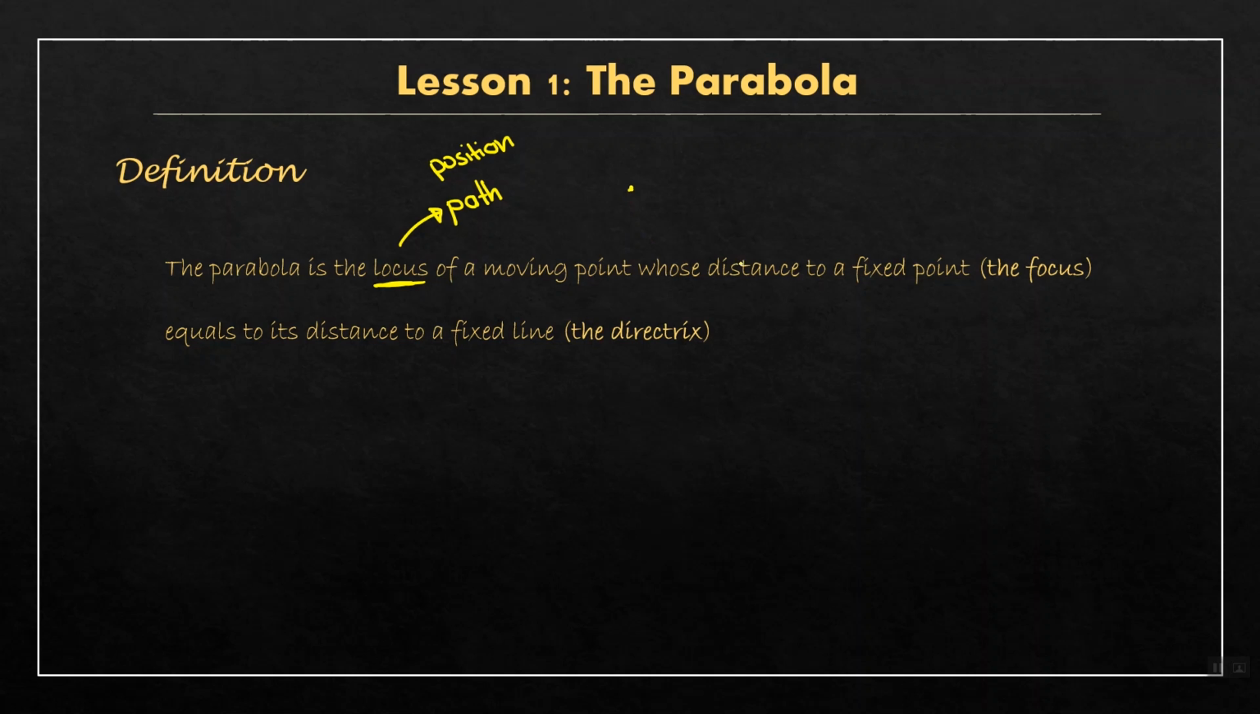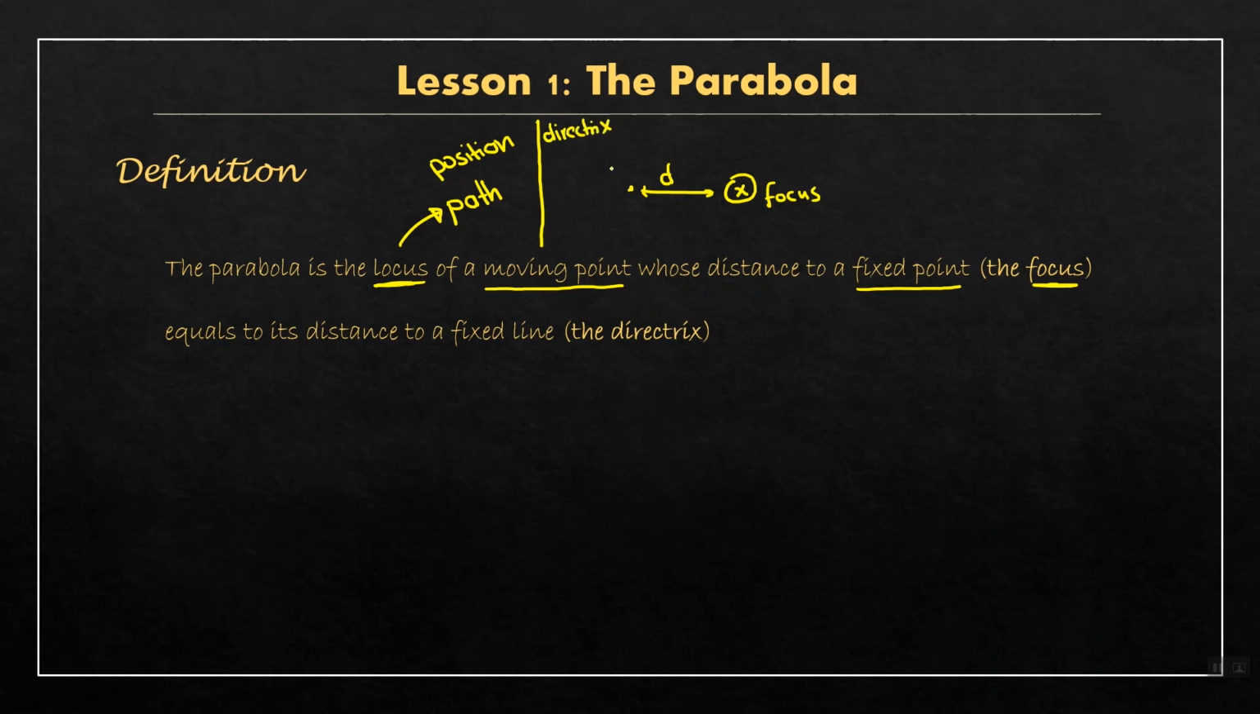Whose distance to a fixed point. So we have a moving point here, and we have a fixed point. A fixed point means that this point will not move from its place. And we will call this point the focus. So this point, which does not move from its place, is called the focus. Now, they say that the distance to the focus, this is the distance between the point and the focus, this distance, equals its distance to a fixed line. So in the other side here, you will see a fixed line, and this fixed line is called the directrix.